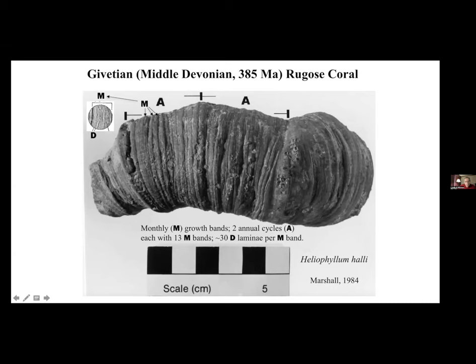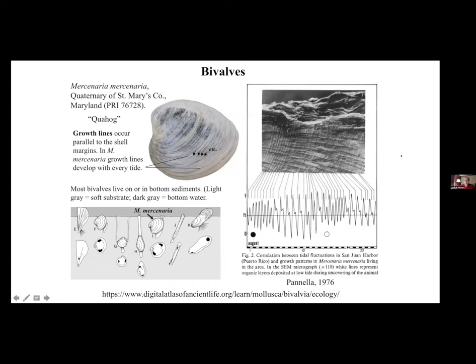So they're monthly growth bands, and they're two annual cycles, and each has about 13 M bands, and each M band has about 30 daily laminae in them. So it was not until 1984, and then again in 2007, that I could find a good description of how these data were collected by paleontologists who were working back in the 1960s and 1970s.